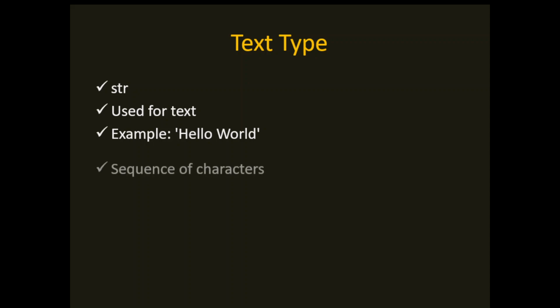Let's move to text type. Text type is your string data type, which contains a series of text. An example is "hello world" within single or double quotes. It represents a sequence of characters. Next is Boolean type. The keyword is bool. It will be either true or false.